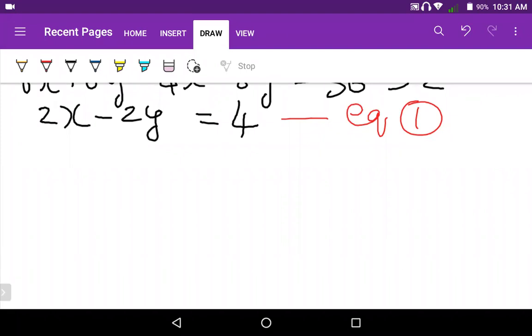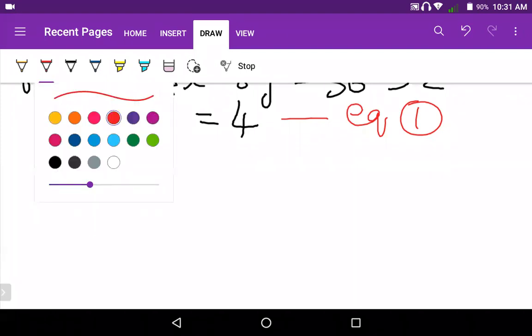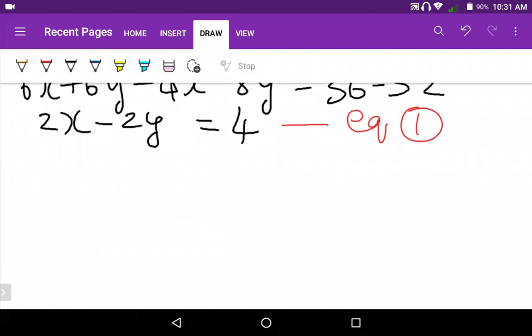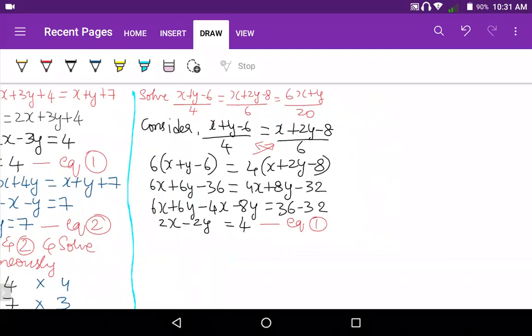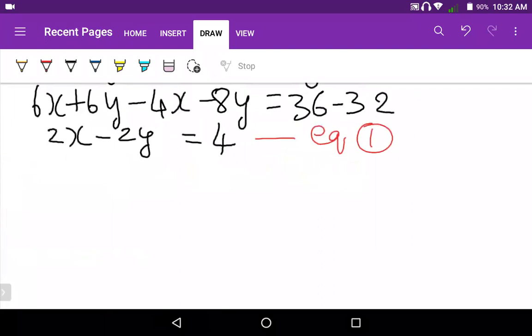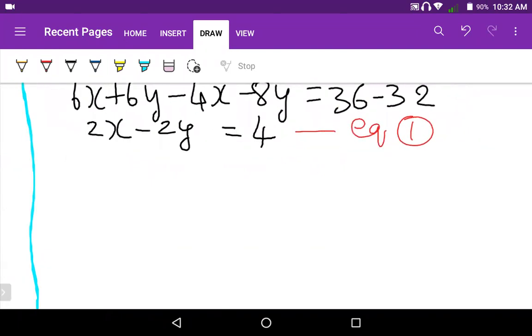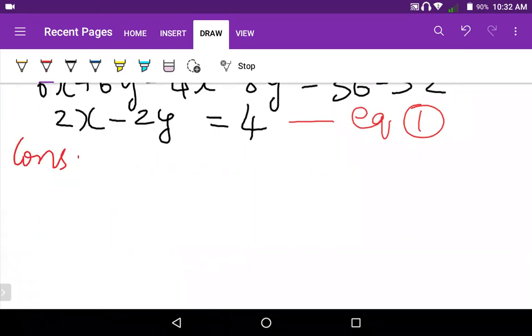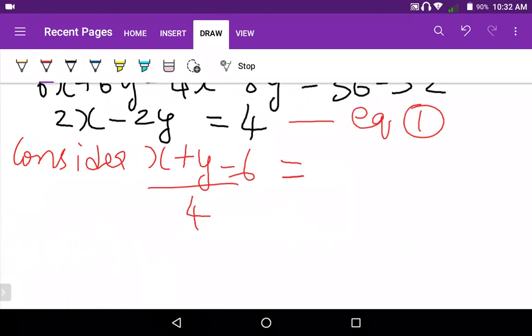Okay. Now, moving on further, we will have to consider expression 1 and expression 3. So we considered expression 1 and expression 2 and we got first equation. Now let us consider expression 1 and expression 3 so that we will get the next answer. Okay, so consider x plus y minus 6 by 4 is equal to 6x plus y by 20.